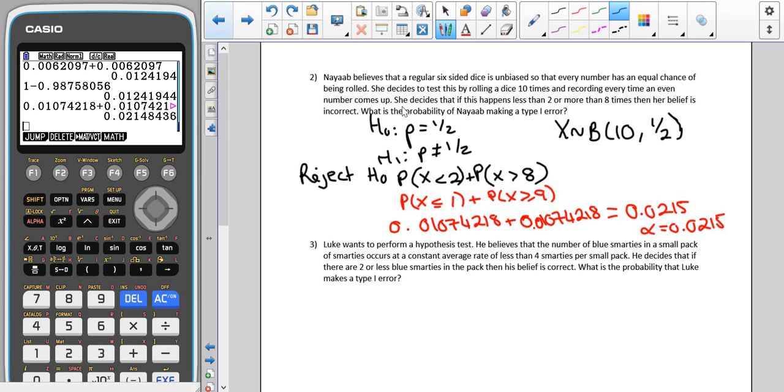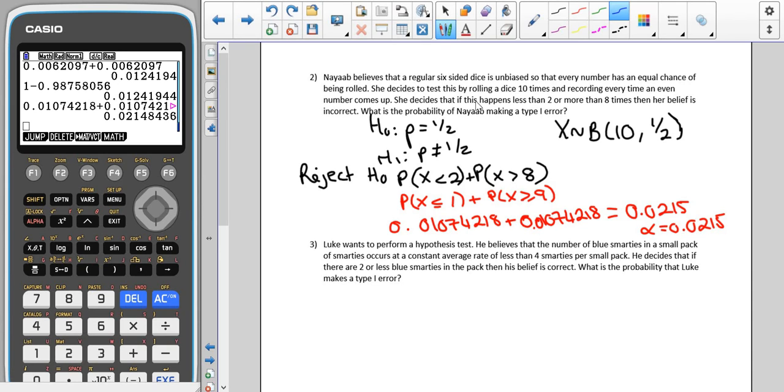So for the second Now You Try, we have Naya believes that a regular six-sided dice is unbiased, so that every number has an equal chance of being rolled. Again, this sounds like binomial, but we need to keep reading to check that we've got our set number of trials. She decides to test this by rolling the dice 10 times, so that's our number of trials, and records every time an even number comes up. So the even numbers on the dice are 2, 4 and 6. That's 3 out of the 6 options that there are, which is a half. So our probability is a half, so be careful there.